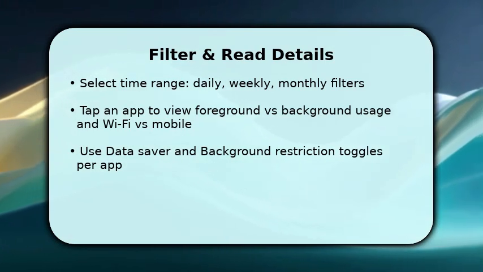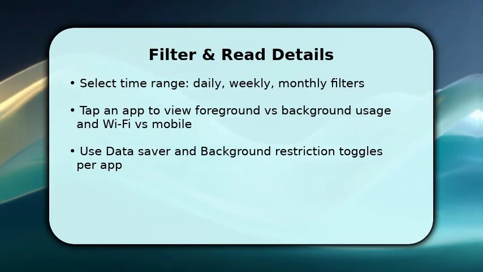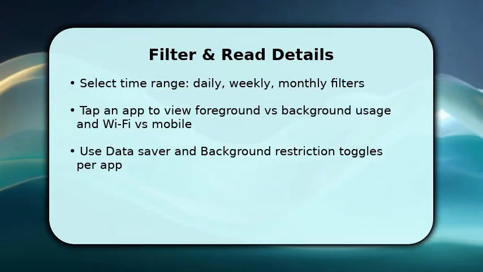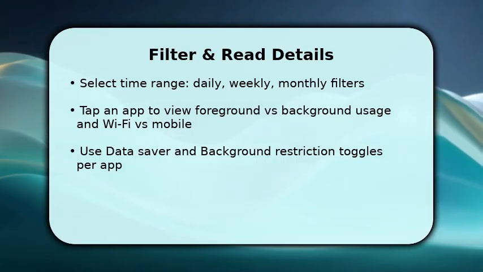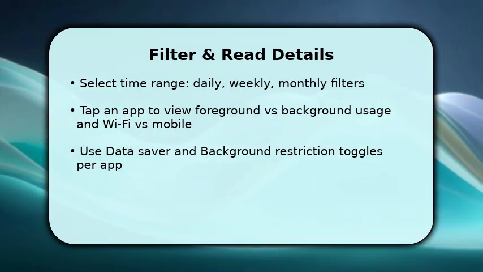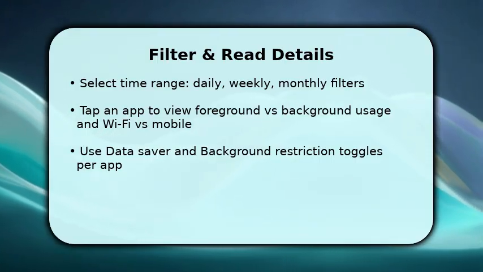Choose the time range, day, week, or month to scope the report because trends change with time frame. Tap any app to see foreground versus background usage and separate Wi-Fi and mobile breakdowns. This tells you whether an app drains battery or data in the background. Use the data saver and background restriction toggles if you want to limit activity.